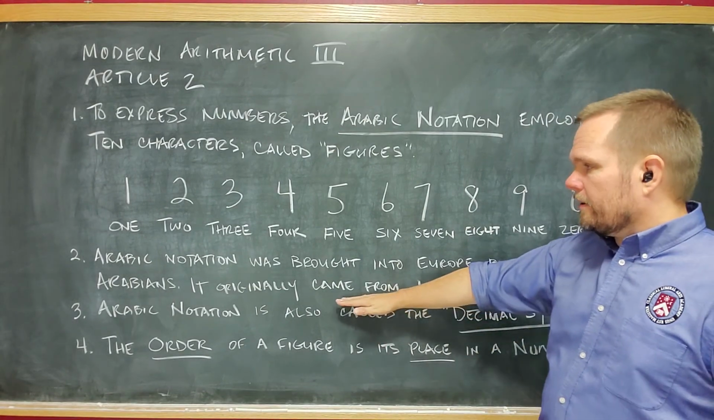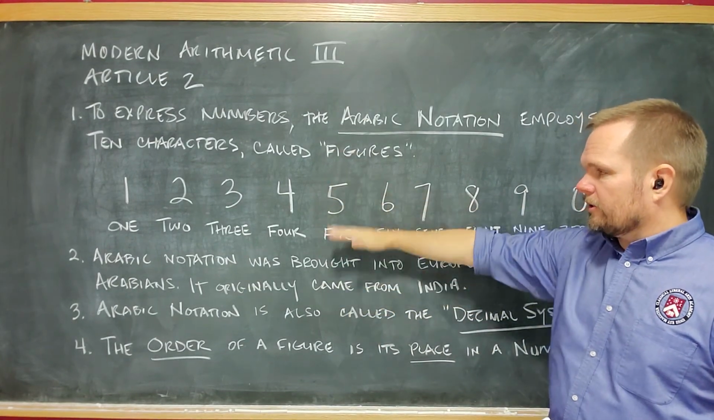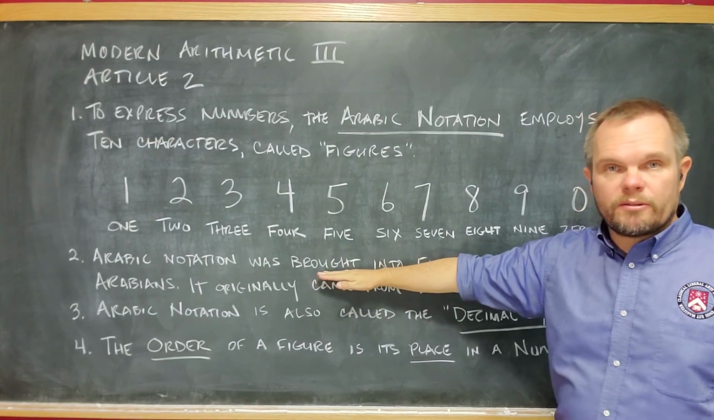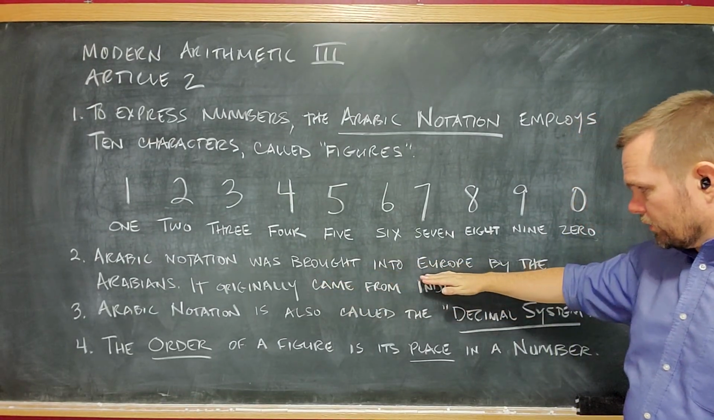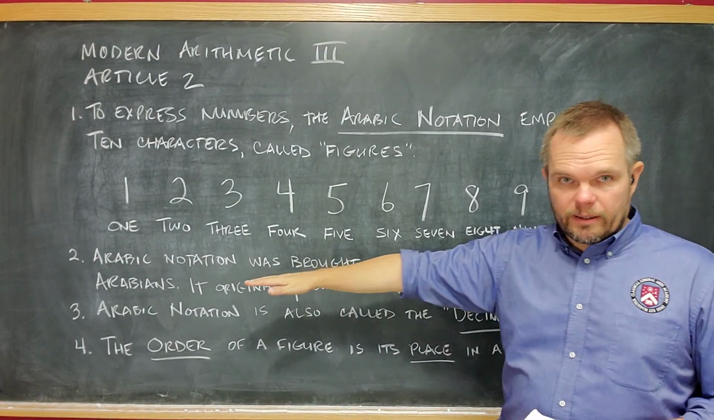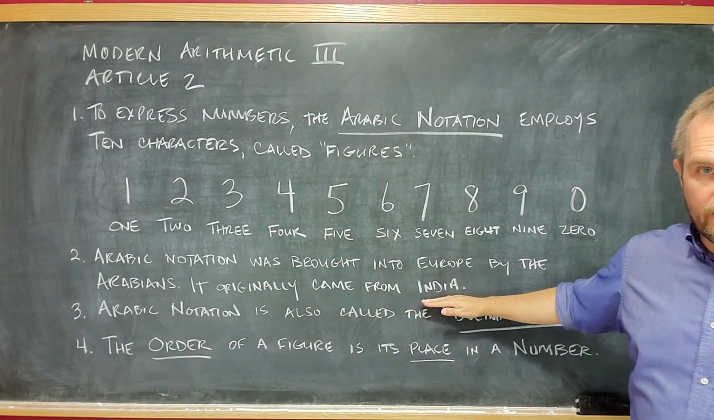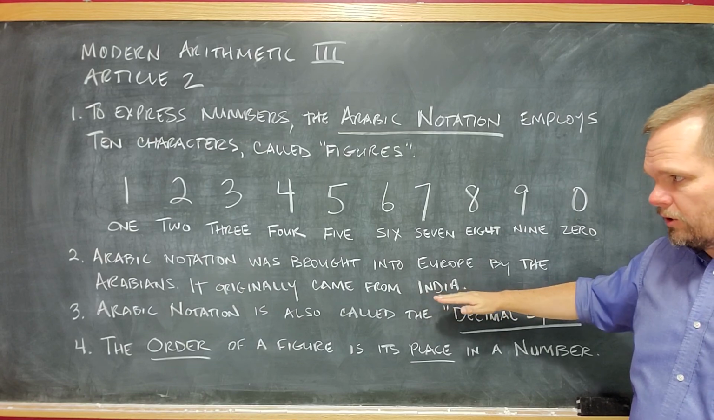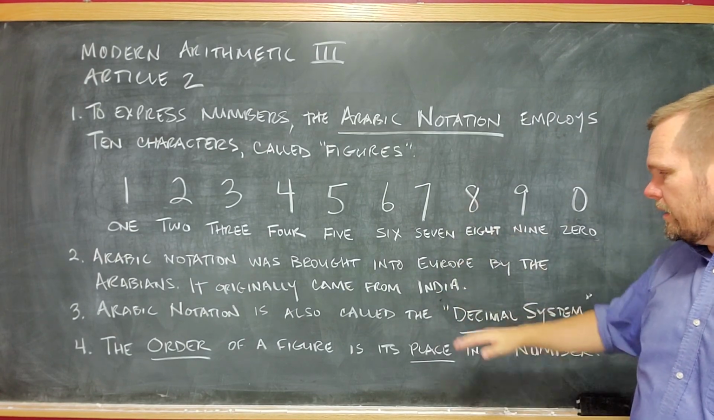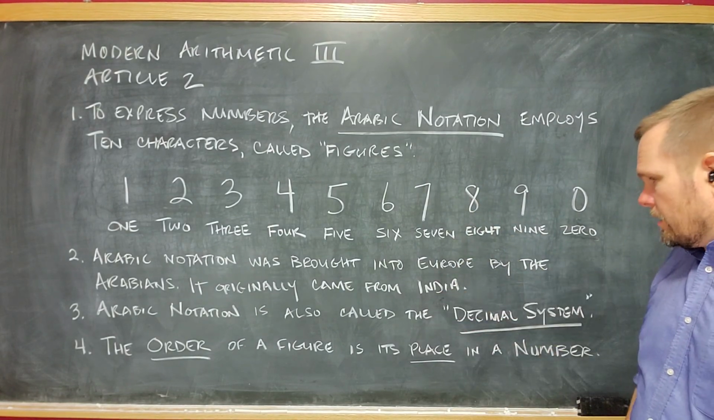We learned already that this system of writing numbers, the Arabic notation, was brought into Europe by the Arabians, and we learned that they learned it from the people of India. It's ancient, an ancient system of notation.